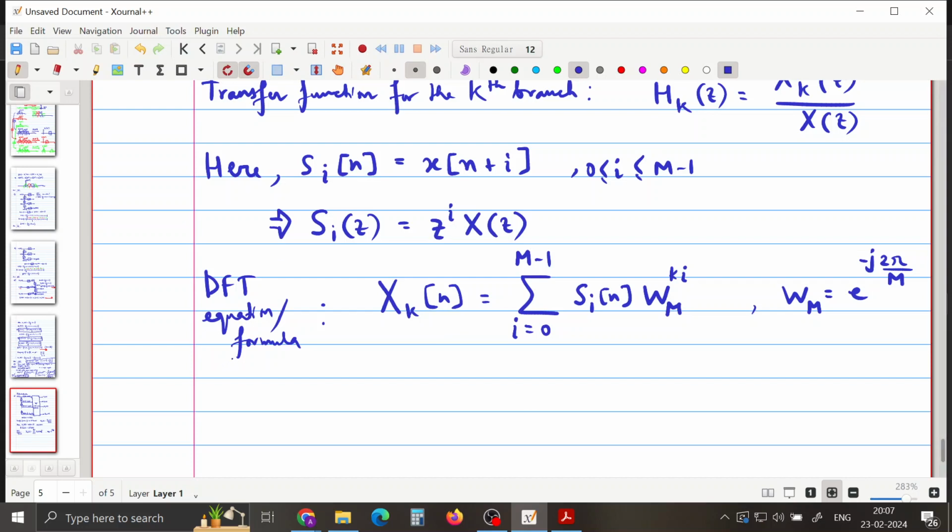And again, go back to the lectures, everything was discussed there. So now taking the z transform on both sides, what do we get? Xk of n now becomes Xk of z.